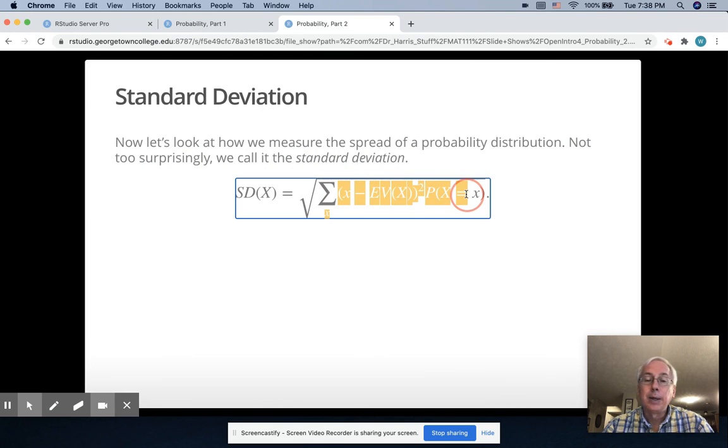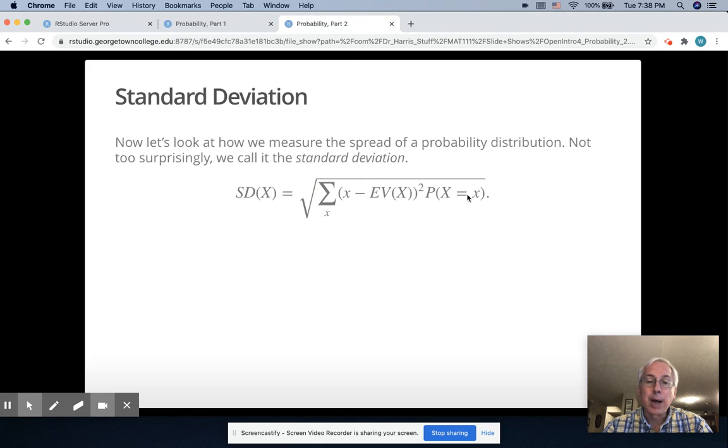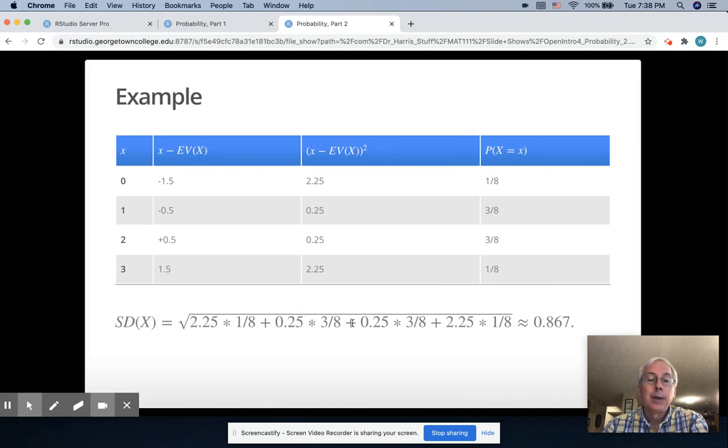It's taking the sums of these products. So I'm taking the sum of the products, and then I'm taking the square root of that sum. And if you do the arithmetic, I'll let you verify this on your own calculator, you get approximately 0.867.